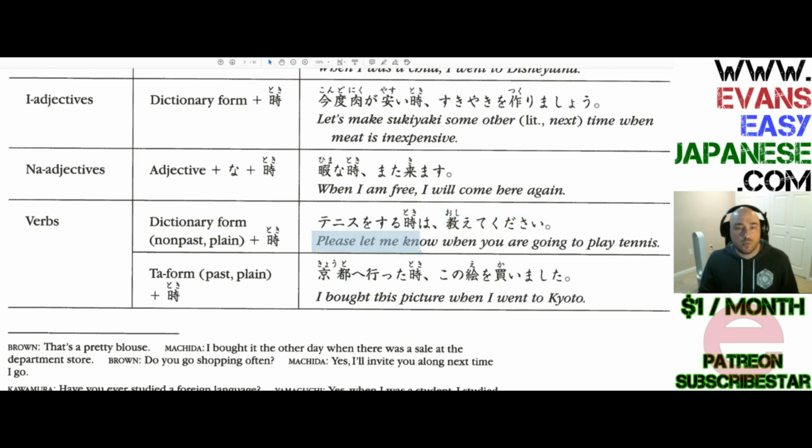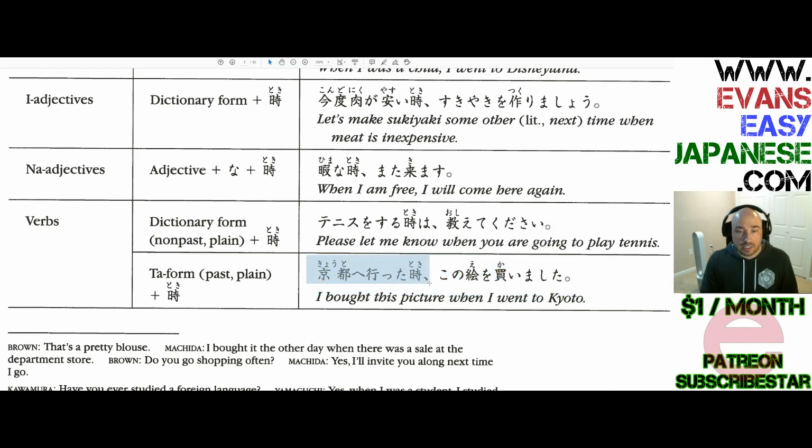And they translated to please let me know when you are going to play tennis. And then maybe we'd add the word again in there or next time or something like that. But that's what's going on here, okay? But I want to point out here that it's tennis o suru toki. Notice how it's not the perfective, the quote unquote, the past tense of suru. Here we're going to do the past tense, the perfective, the it's done. Okay?